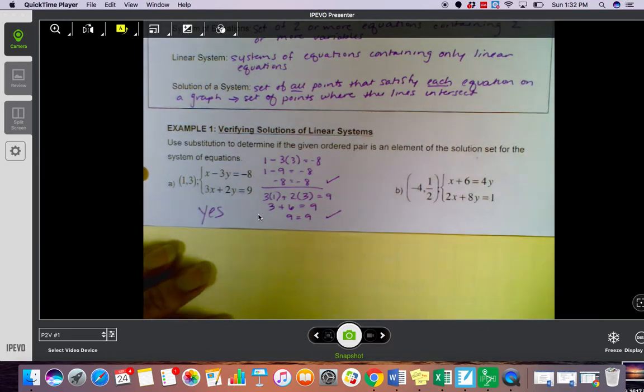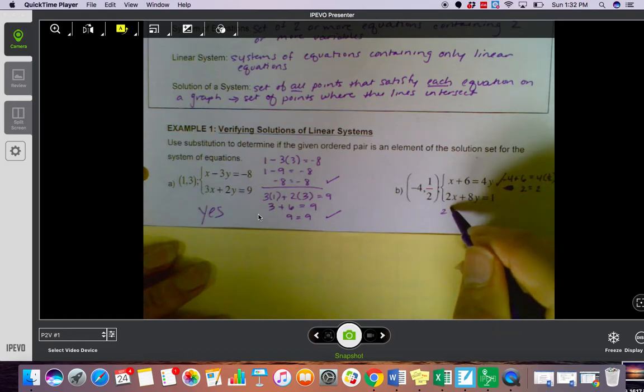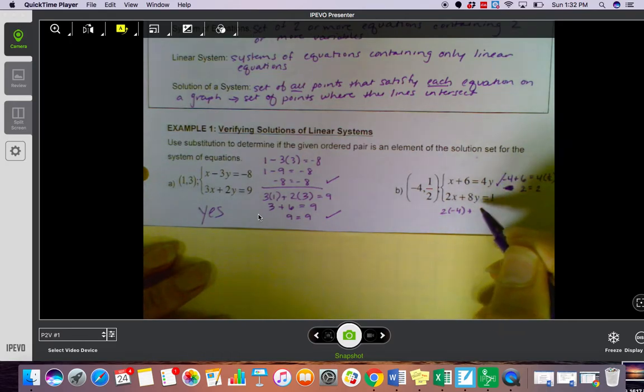So I'm going to do the same thing over here. I'm going to put negative 4 in here. Negative 4 plus 6 equals 4 times a half. I know it's scary. Well, negative 4 plus 6 is 2, so we're just going to solve that. And half of 4 is 2, so that one actually checks off. That's true.